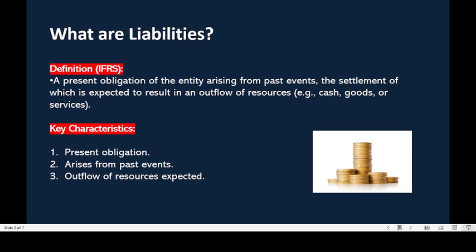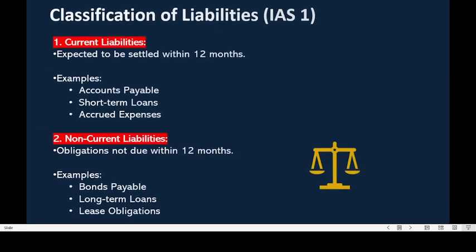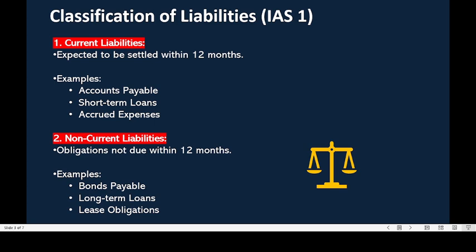Liabilities are classified into two main categories under IAS 1, Presentation of Financial Statements. Current liabilities. These are obligations expected to be settled within 12 months or within the entity's operating cycle, whichever is longer. Examples include accounts payable, amounts owed to suppliers for goods or services, short-term loans, borrowings due within 1 year, accrued expenses, costs incurred but not yet paid, such as salaries.